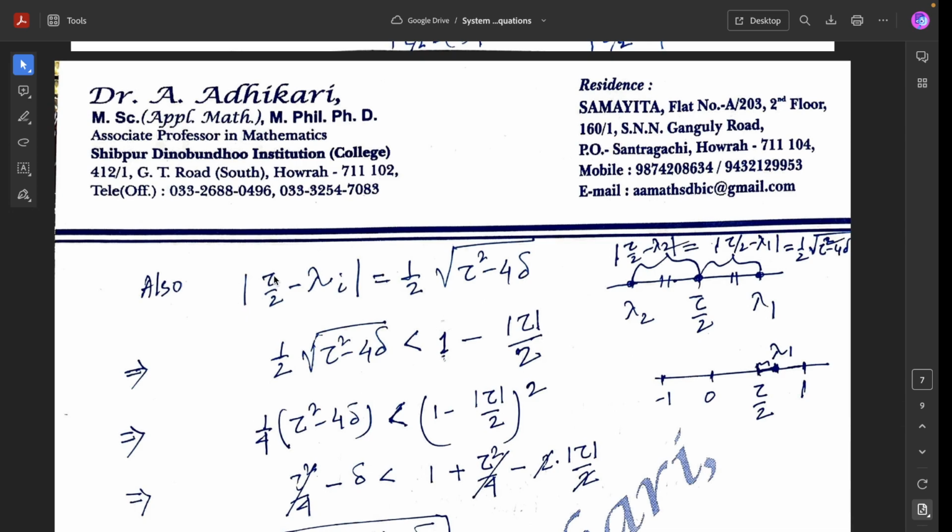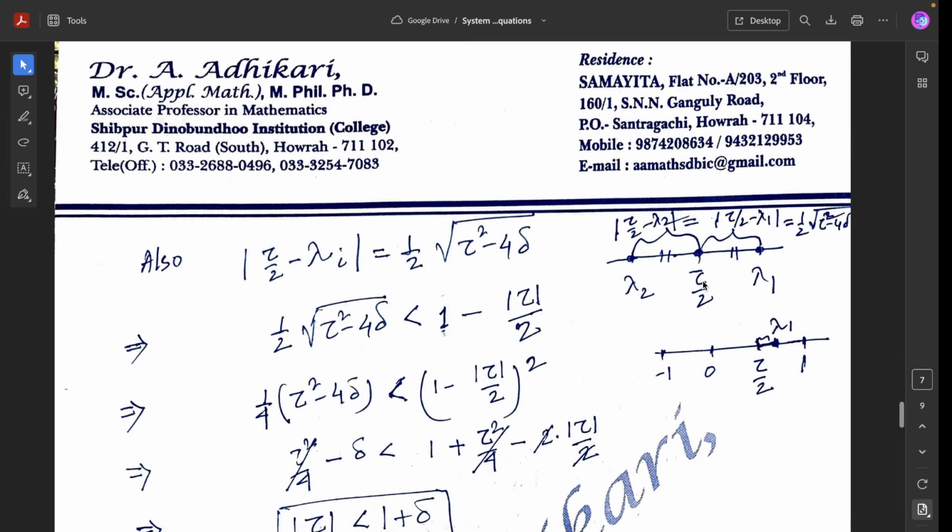Also, modulus of tau by 2 minus lambda j. Modulus of this is equal to half of the root of tau square minus 4 delta, because this distance is half of the root of tau square minus 4 delta. So these distances are equal. This is tau by 2 minus lambda 1, and this is the modulus of tau by 2 minus lambda 1, and this distance is tau by 2 minus lambda 2.